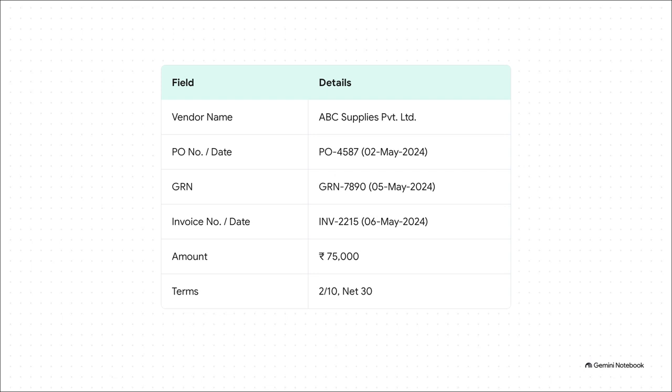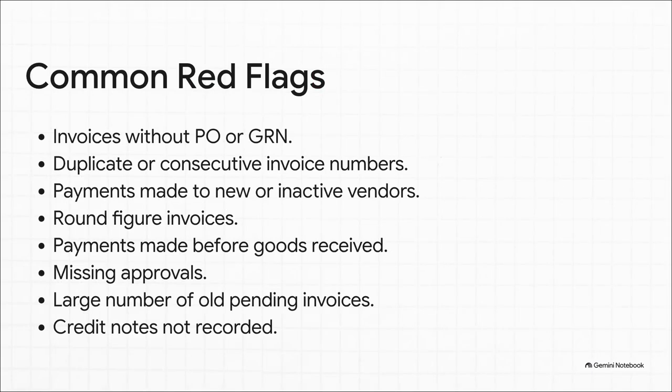Payment terms are 2/10, net 30, meaning a 2% discount if paid within 10 days. Payment date and amount made, 15 May 2024 for 73,500 rupees, meaning the discount was availed. And our audit check confirms PO, GRN, and invoice matched, and payment was made within the discount period. We successfully saved the company money by hitting that May 15th window. But we have to stay vigilant.